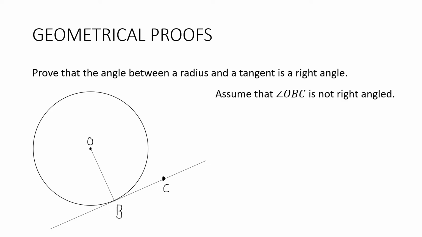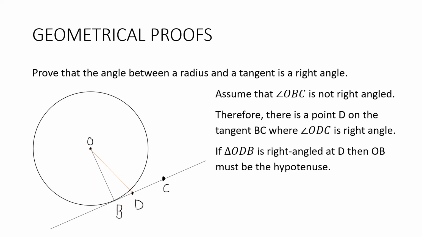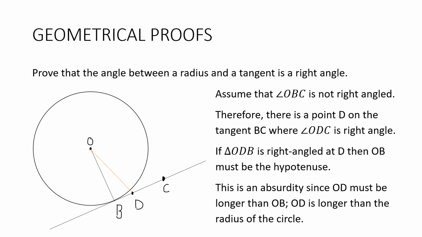So we'll start by assuming that angle OBC is not right angled. Therefore, there must be a point D on the tangent where ODC is a right angle, and it can be either this side or this side, it doesn't really matter. Now we're going to look at this triangle here. If triangle ODB is right angled at D, then OB must be the hypotenuse, because the hypotenuse is opposite the right angle. But here's our contradiction.